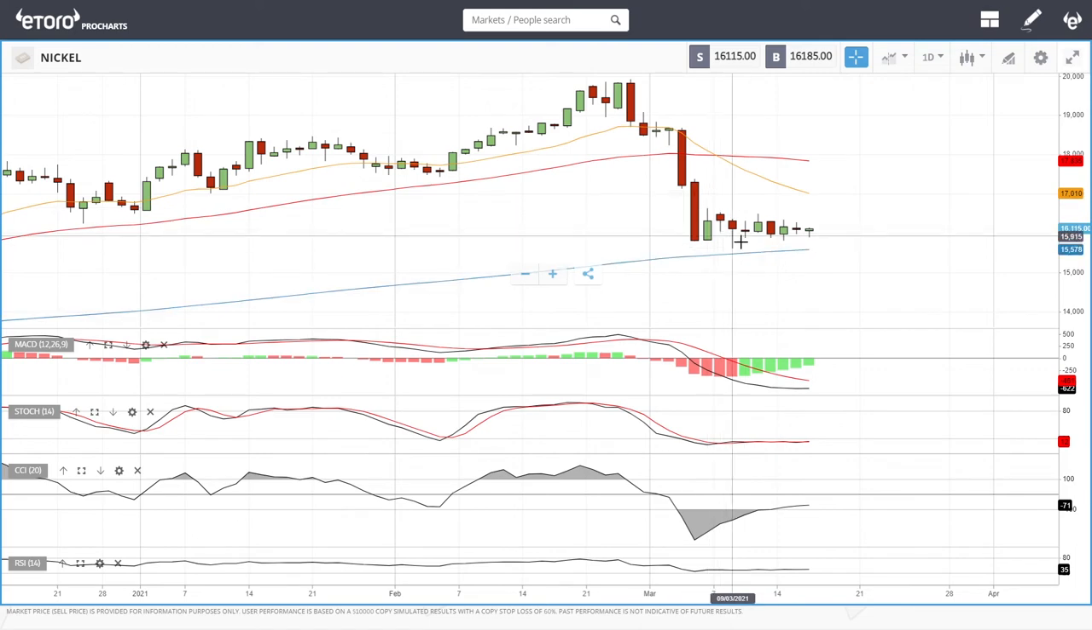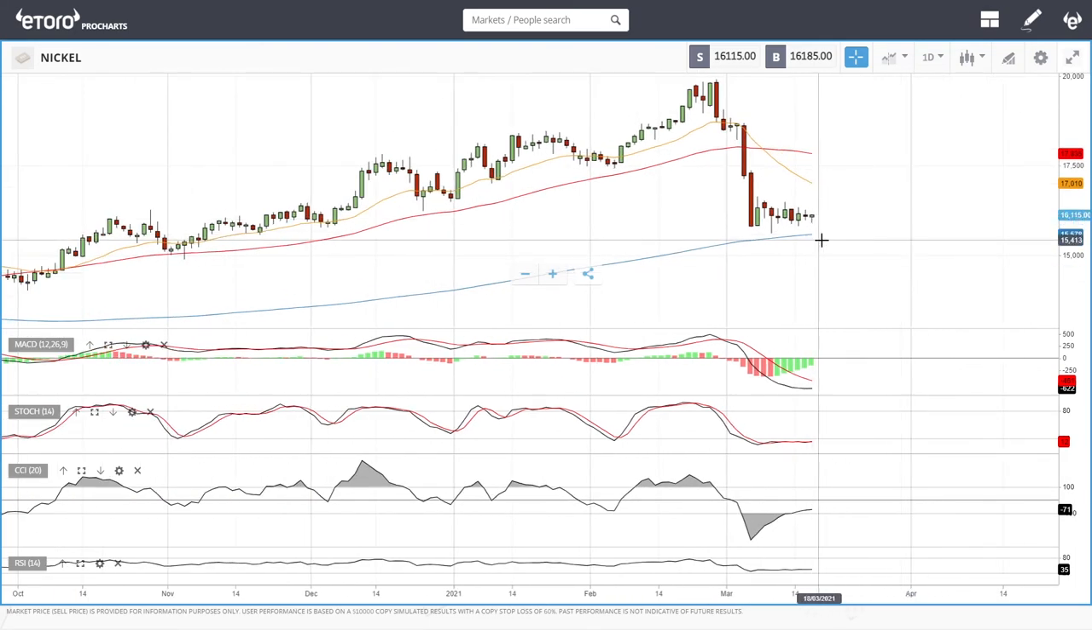Nickel continues to just trade sideways, and yes, until we get a move towards the 200 moving average or a move towards the 20 exponential, there's nothing that is happening here. Technical indicators are all flat, and that's the reason why we're also trading flat at this current stage. So let's look at sugar.